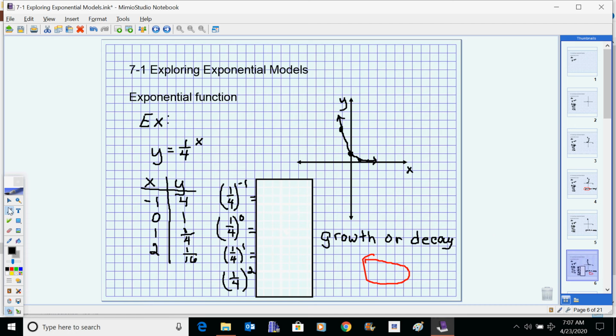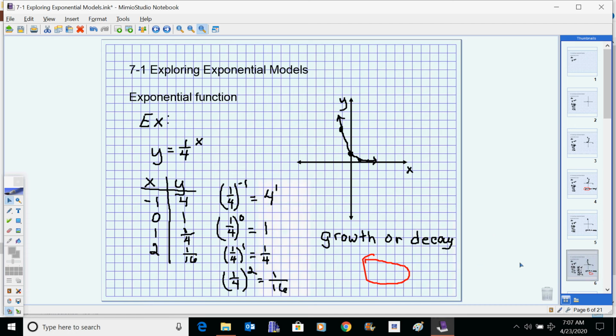I have that written here a little bit nicer. And I did go ahead and graph it. You put the points that will fit on the graph right there so you can see what's happening to them. Okay, negative 1, 4, 0, 1, 1, 1/4, 2, 1/16. It's just getting closer and closer down to the x-axis.